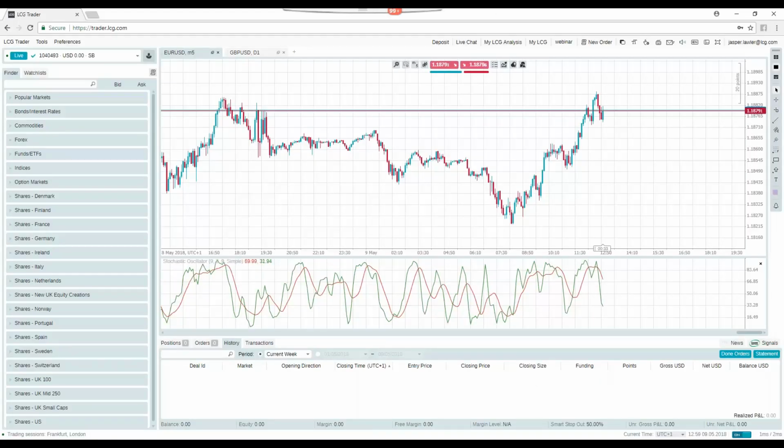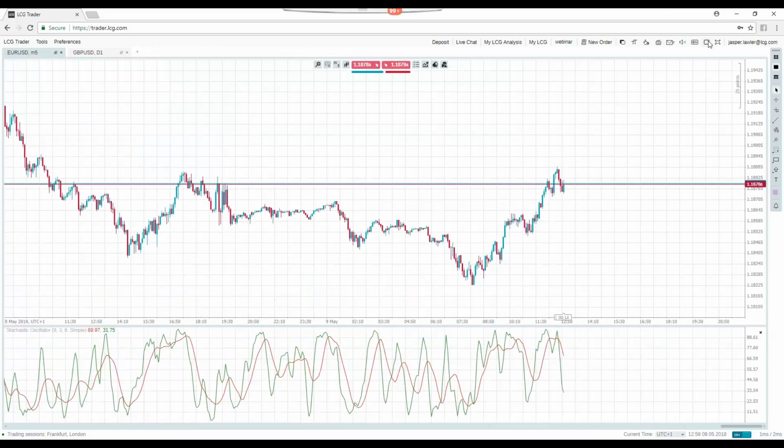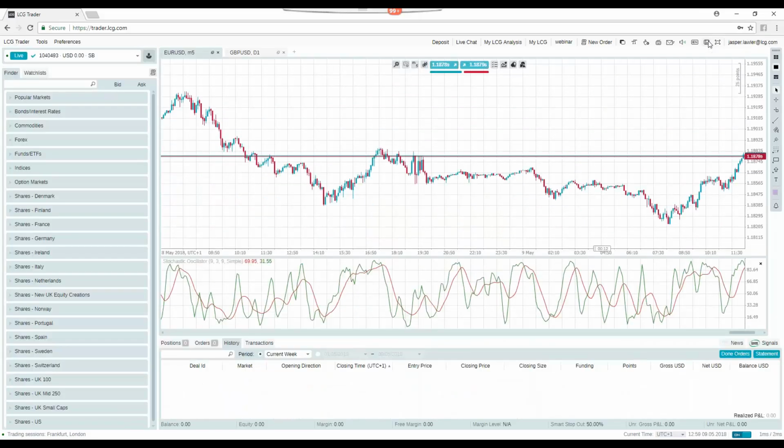So here's the LCG Trader platform. I've got it set up with a view which I think is somewhat close to the default view, where you've got this watch list on the left-hand side. If you are missing that, this is the way you can change the layouts over here. This little icon, click on that, you can see the watch lists have disappeared, and now they're back again.